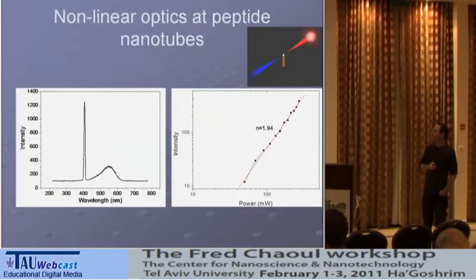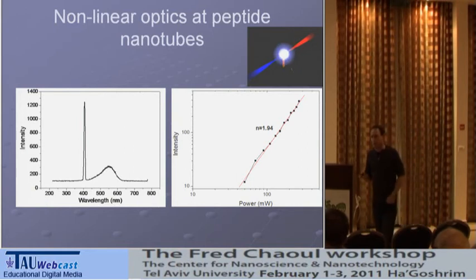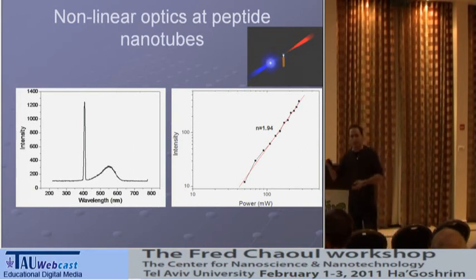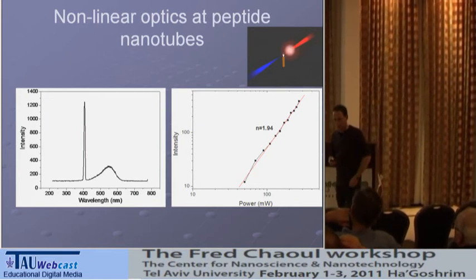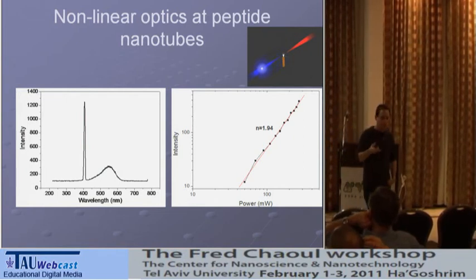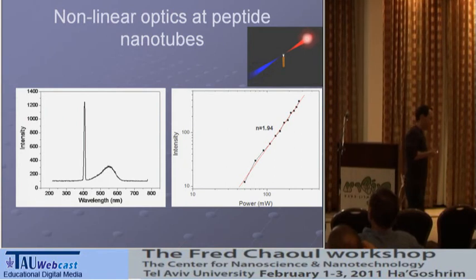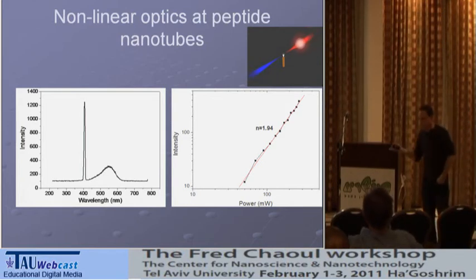So let's start with nonlinear optics, and we focused on second harmonic generation. If we excite the molecule at a certain wavelength, the frequency is doubled, so if we excite at 800 nanometers, we will receive a sharp peak at 400 nanometers. And this is exactly what we got. We took a titanium sapphire laser, and we excited the peptide nanotubes at 800 nanometers, and we received a sharp peak at 400 nanometers. This peak has a quadratic behavior according to the laser intensity, as a normal second harmonic generation crystal should have.